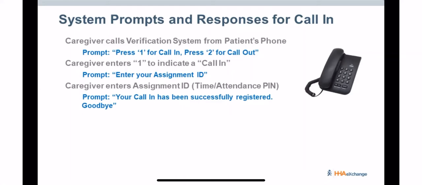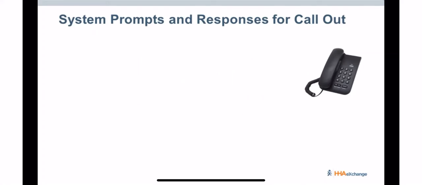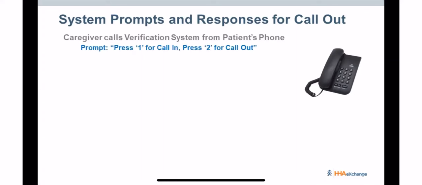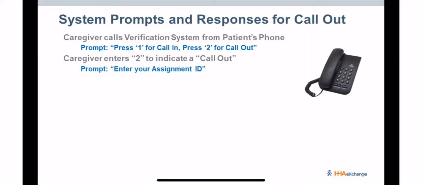Now here's an example of the system prompts for a visit call-out. At the end of the visit, the caregiver clocks out by calling the same verification system number from the patient's phone. The system prompts the caregiver, "Welcome to HHAeXchange. Press 1 for call-in. Press 2 for call-out." and this time the caregiver enters 2 to indicate that this is a call-out. Then the system prompts the caregiver, "Enter your assignment ID." and the caregiver enters their assignment ID.